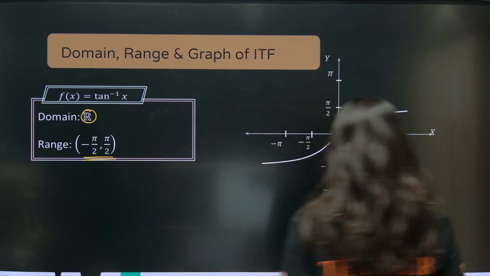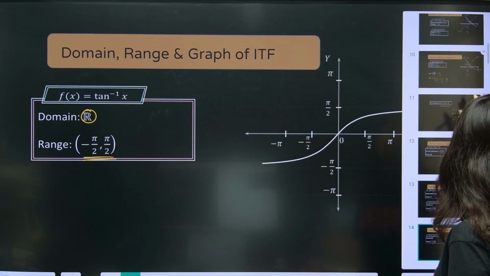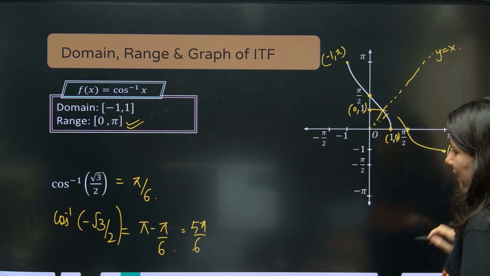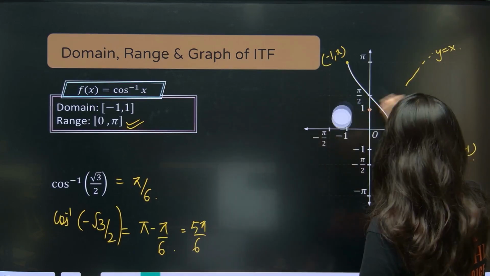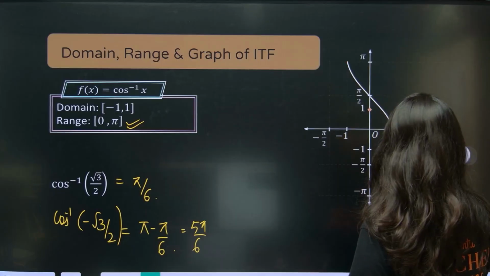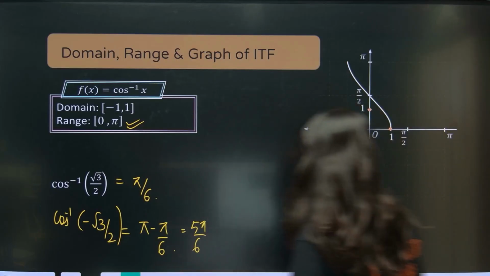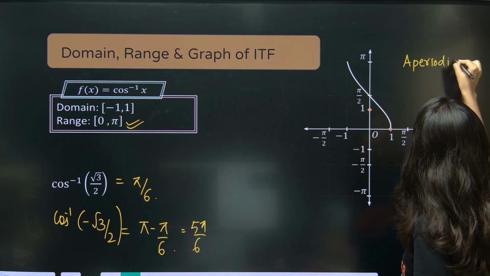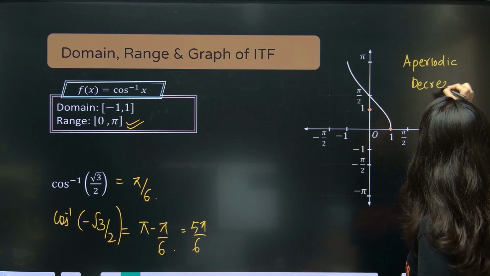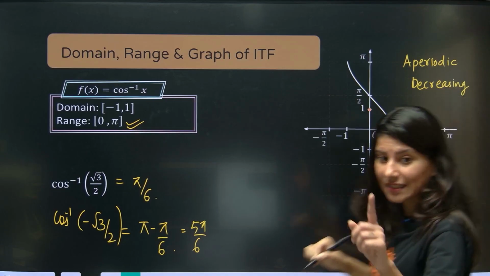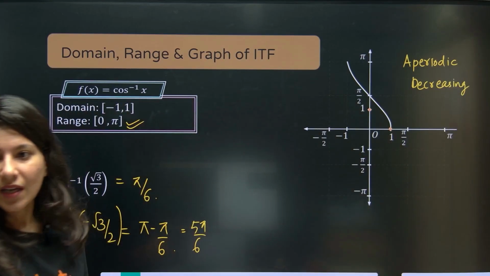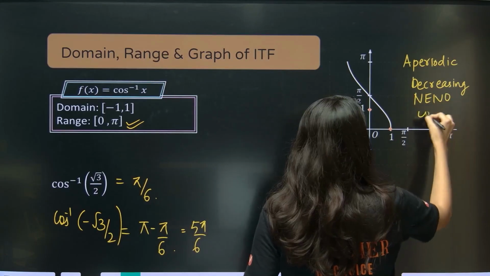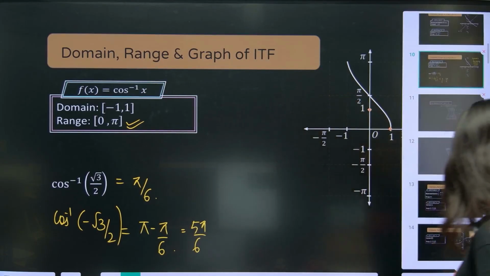Now tell me about cos inverse x also. If I go back, you have seen the cos inverse x graph. I will delete it because you already have that graph in this slide. Can you tell me its properties? This graph is aperiodic, and it is decreasing. Cos inverse is a decreasing graph, by the way. And it is neither even nor odd, and it is continuous.